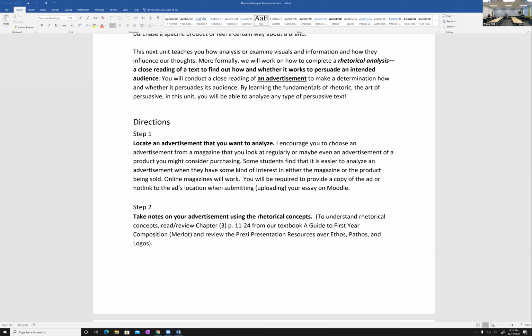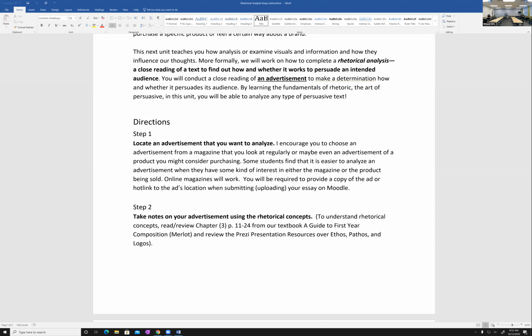So it's either an exact copy, full color, or it's a hot link to where that ad is online. It will have to be where the ad is located, by the way. So you can't just Google ads and just find an ad. You will have to have it within the context that it's being used. So hence the hot link.